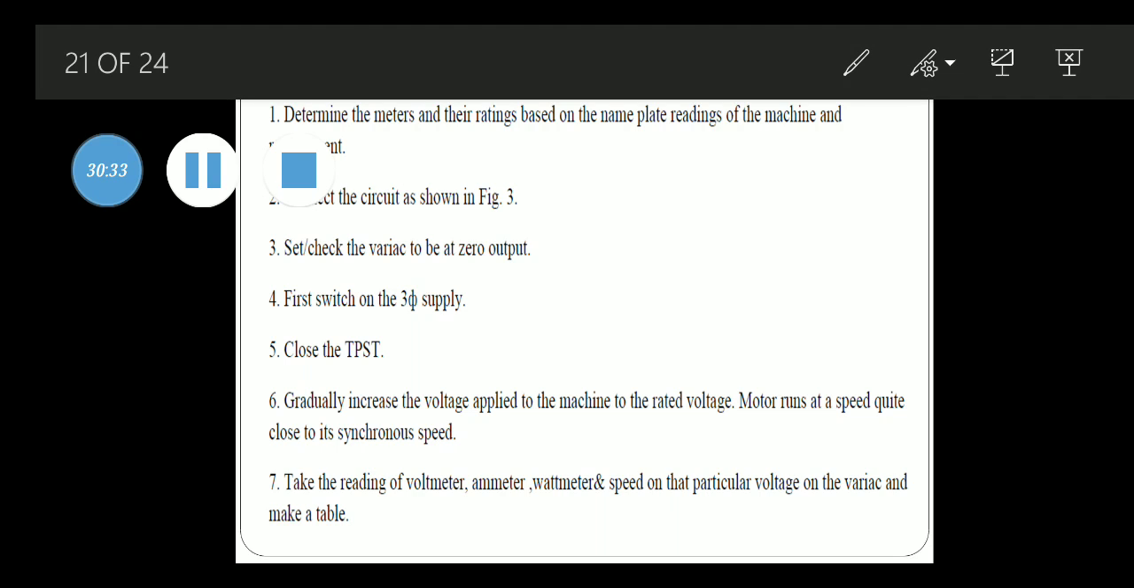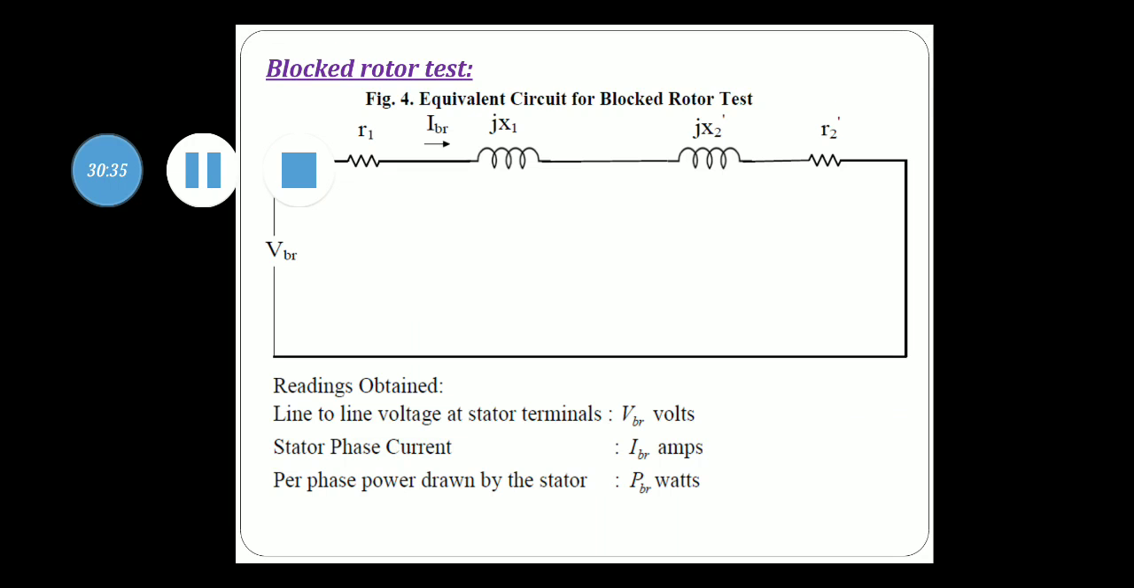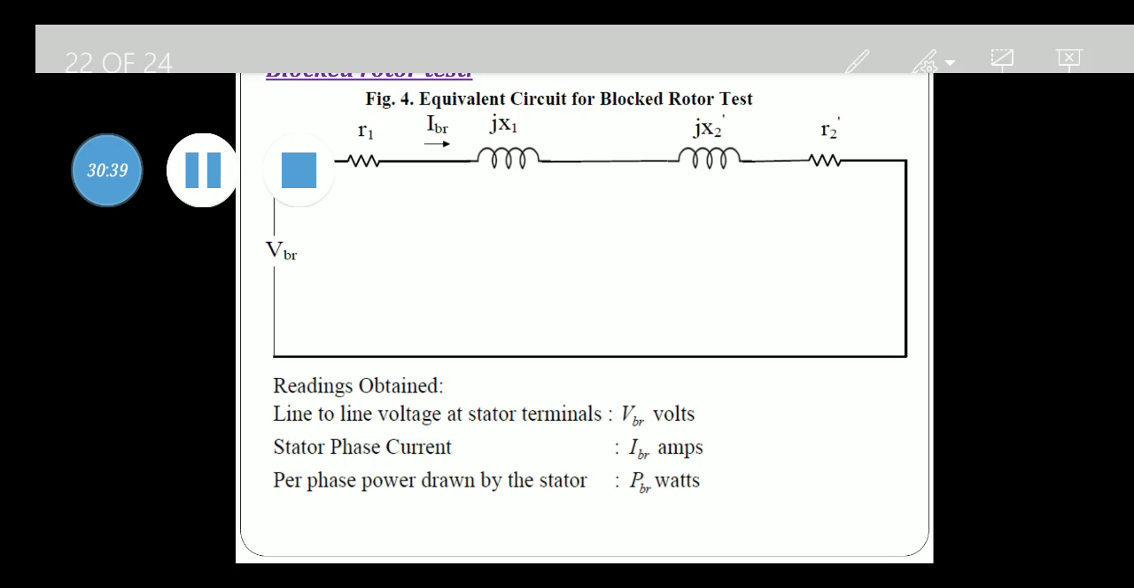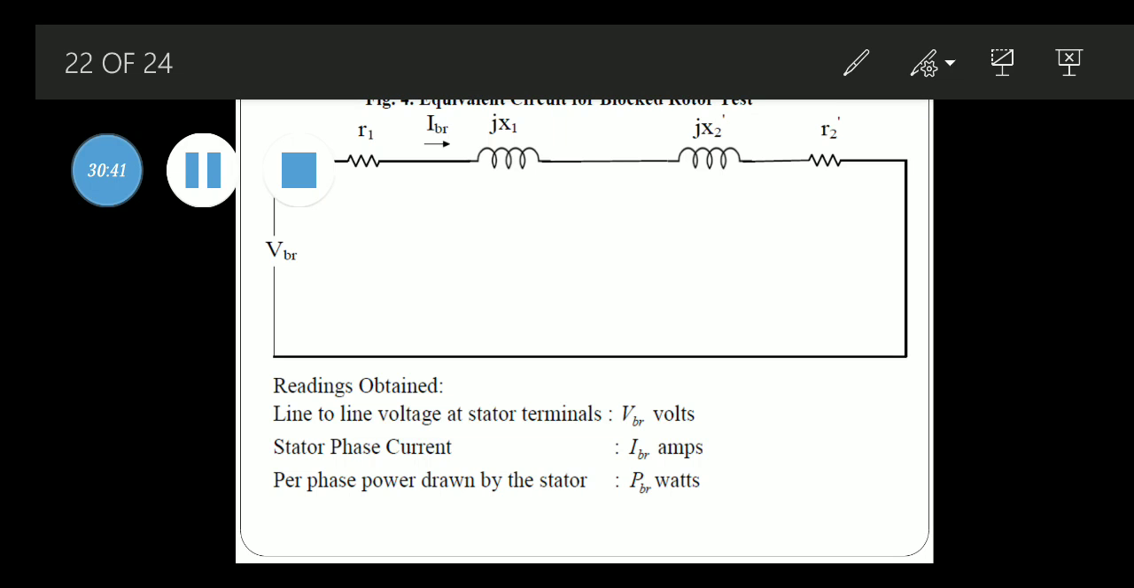So this is the procedure. Now let me consider the block rotor test. This is the equivalent circuit for the block rotor test. Here you are supposed to consider only the rotor part. You just remove the no load component.